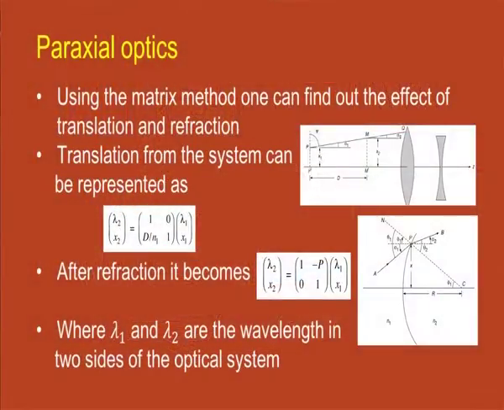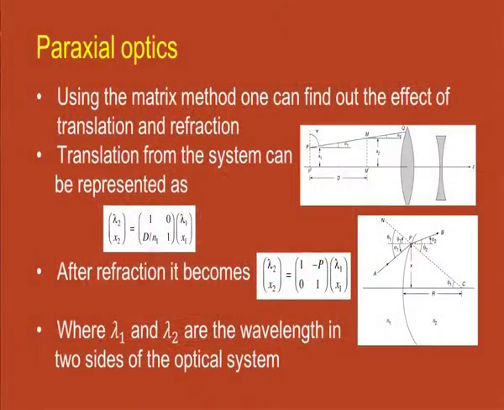So, now we will discuss how we can bring in the matrix method to resolve the direction of the waves after it refracts from the optical system. Using the matrix method one can find out the effect of translation and refraction, because the waves associated with any kind of optical system go through two important processes, that is, one is translation and the other one is refraction.